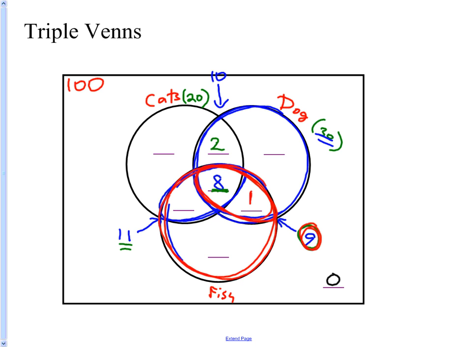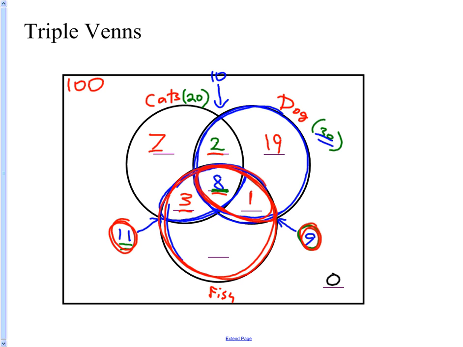Fish, cats, 3. 8 plus 3 makes the 11 here. Okay, good. And now we can do that cat one. You said it was 7? Because all of those numbers, 7 plus the 2 plus the 8 plus the 3, have to add up to 20, and it does. Good. How about the dog number then? 19. That works. I remember that number.